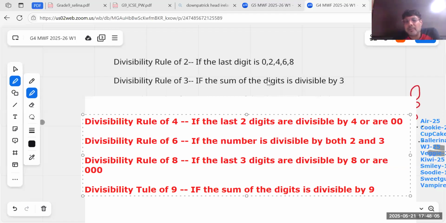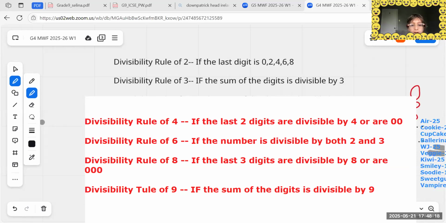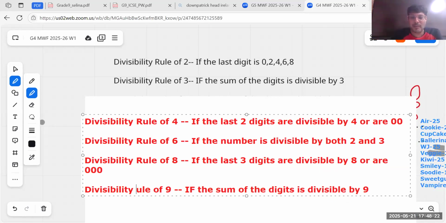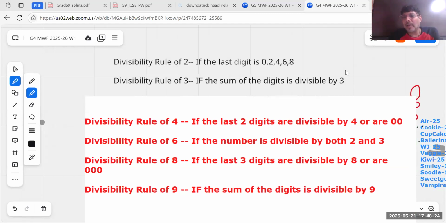WJ, speak 5 times. Divisible by 9. If the sum of the digits is divisible by 9. Sir, you have written divisibility rule of 9. Wait, 2 is done. Sorry. Okay, so yes.